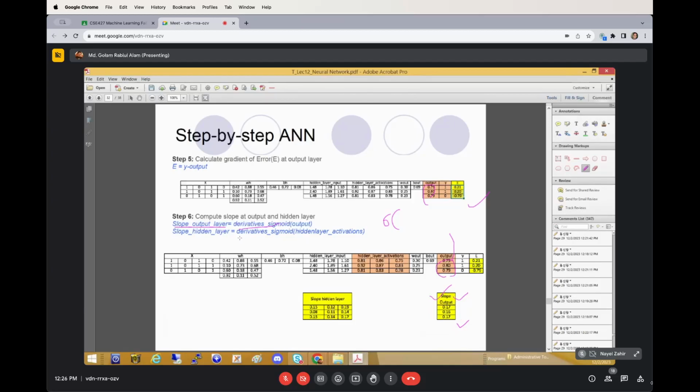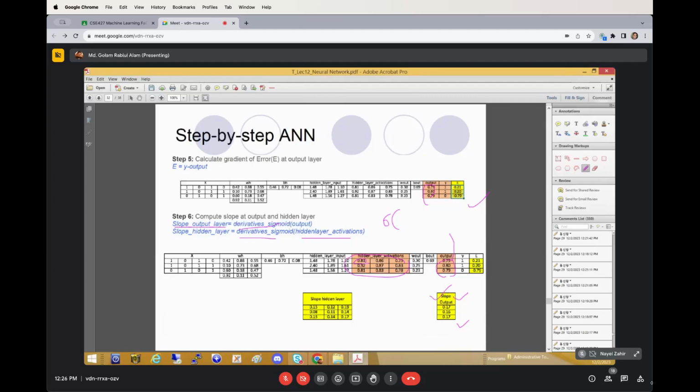And now derivative of the sigmoid of hidden layer activations. So here these are the hidden layer activations. For each and every value, we have to find out the slope, or we can say delta hidden layer. So here the delta hidden layer. If you want to compute that, then this is the sigmoid value.